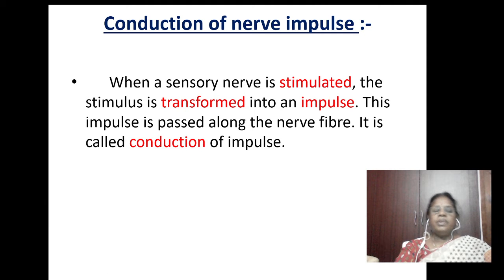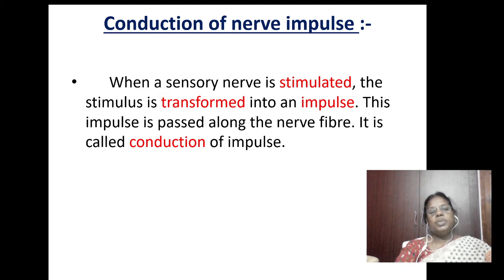Conduction of a nerve impulse. When a nerve fiber, that is the sensory nerve, is stimulated, the stimulus is changed into an impulse. This impulse passes along the nerve fiber. It is called conduction of impulse.